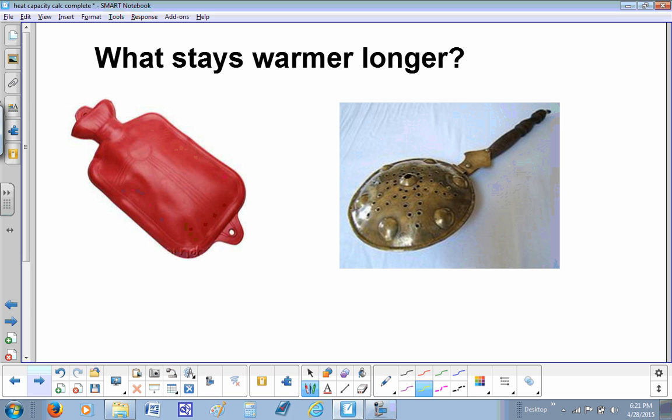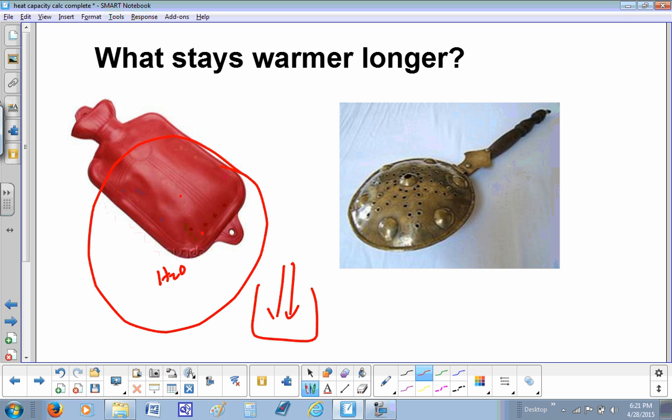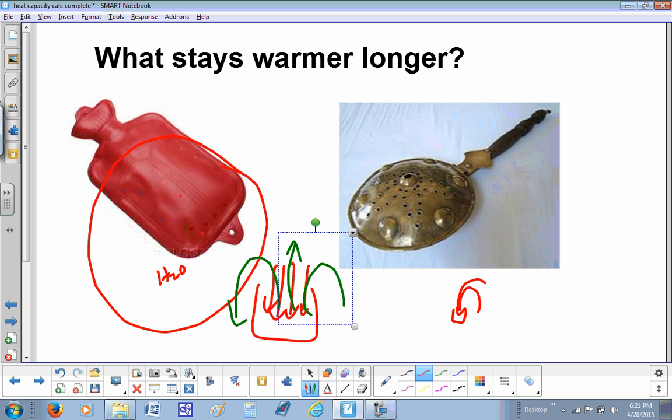Which one stays warmer longer? Well, of course, the water bottle. Why? Because remember, it actually has water inside of it. And because water has a high heat capacity, remember, it takes forever and ever for it to heat up, but also takes forever and ever for it to lose all that thermal energy. Versus the metal, which very quickly increases its temperature and very quickly decreases its temperature. So which one do you want to use to stay warmer, longer? Of course, the hot water bottle.